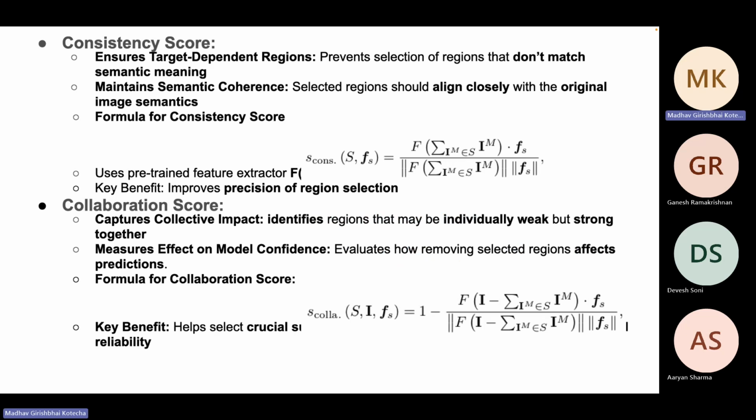The consistency score, as I told, is that we have a feature extractor. So we have a patch feature extractor and it takes the dot product between the targeted feature and the feature extractor vector of each of the subregions. So I_m here denotes the subregions which we have divided in the image, and it takes a dot product kind of thing, which is like a cos theta angle, if we say. And finally the collaboration score is basically, as I told, that individual regions may be weak, but together they can have an impact on the final prediction model. So this is the form.